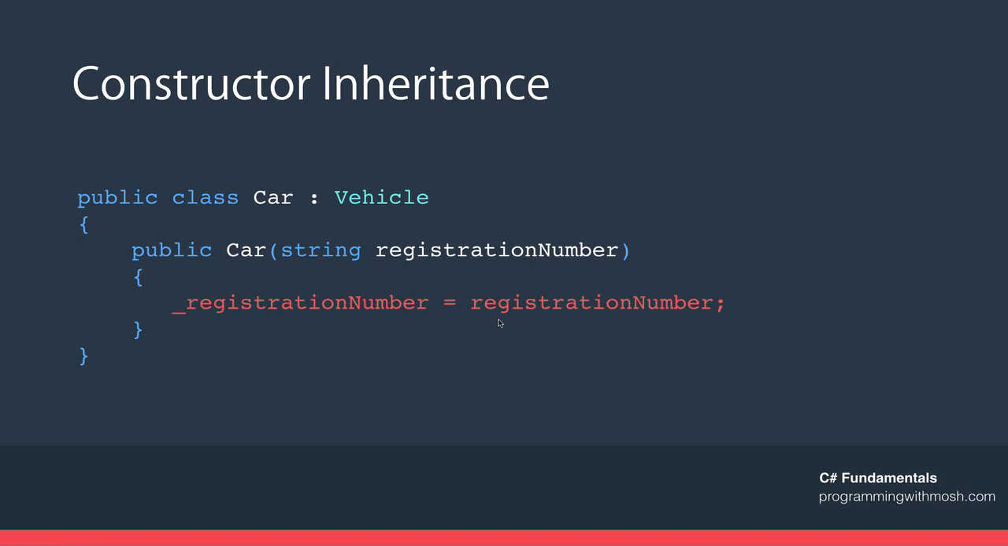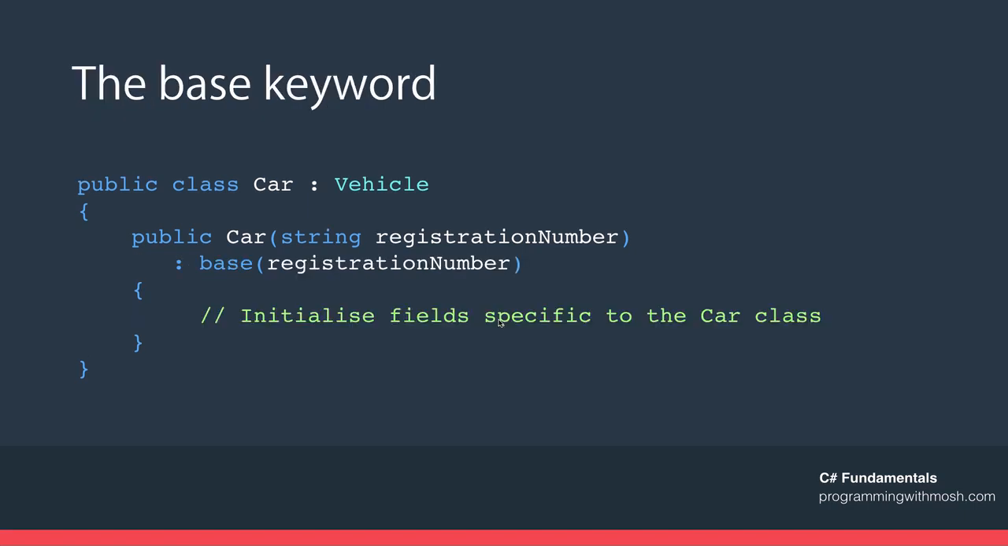How we do that is using the base keyword. So all we need to do here is, when declaring the constructor for the car class, before opening the body of the method here, we append colon, base, and here base is simply a way to access the base class. This syntax simply represents a method call. Imagine you're calling a method called base, and here you're passing an argument to that method. That method is simply the constructor of the vehicle class.